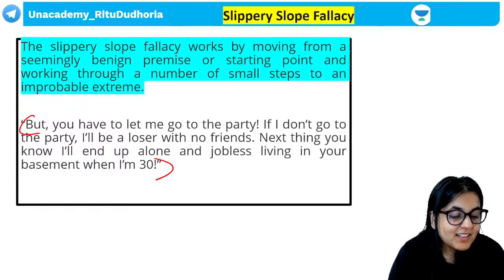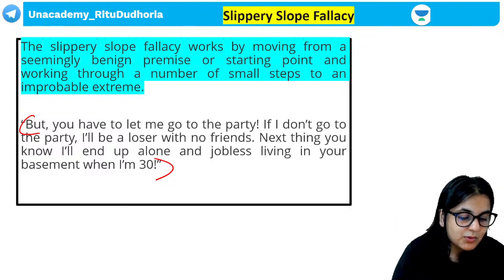Exactly, Abhishek. Hello, Naman. Where were you? Welcome to the session. That's slippery slope fallacy, slipping and slipping until you reach somewhere else entirely.